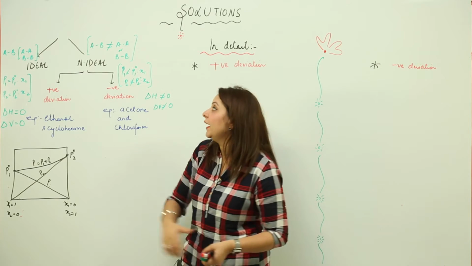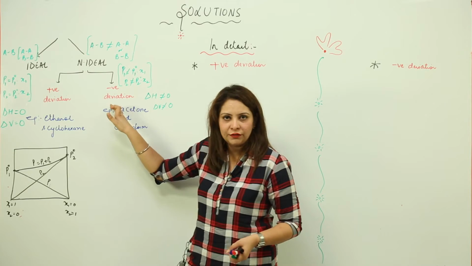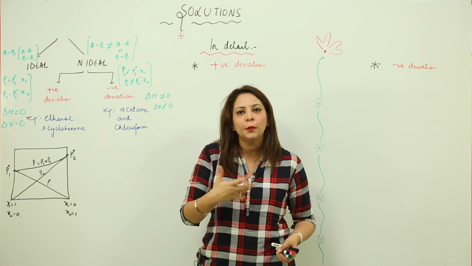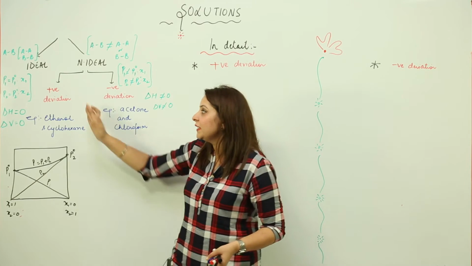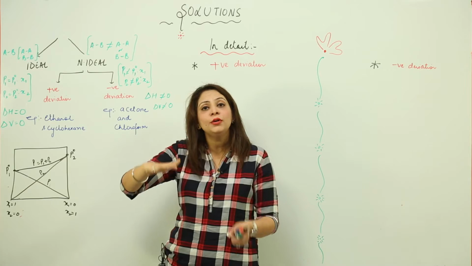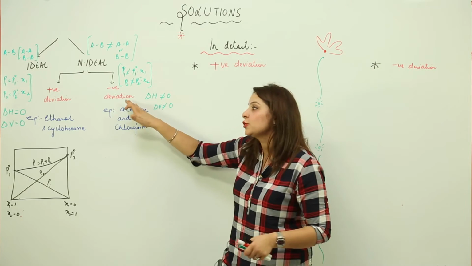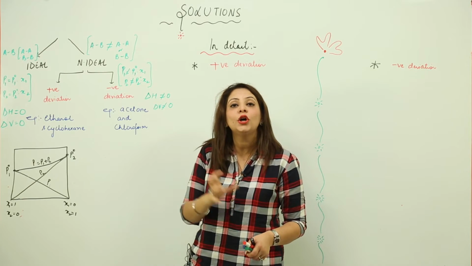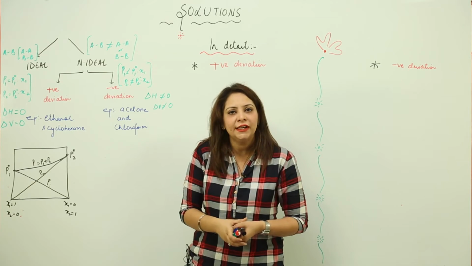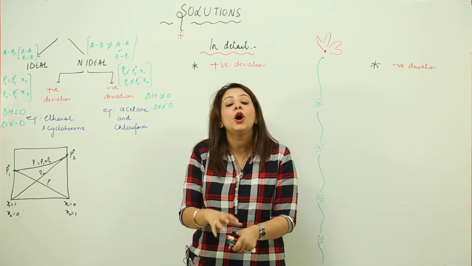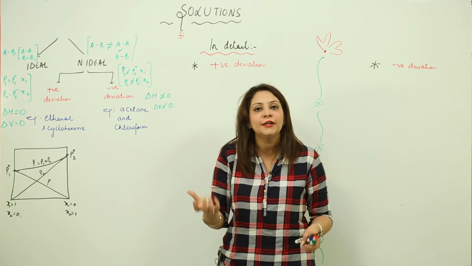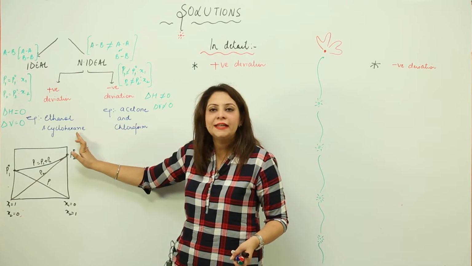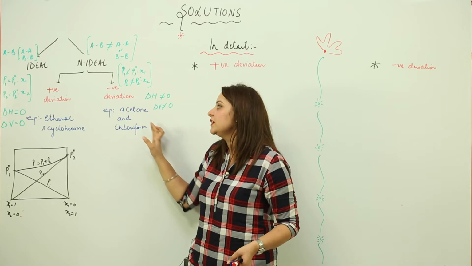So accordingly we classify non-ideal solutions into positive and negative deviation. If the vapor pressure increases due to some reason, we will be discussing now what the reasons can be, so that means it is a positive deviation. And if somehow the vapor pressure decreases, it is showing a negative deviation. So we are just starting with positive and negative deviation. That means how non-ideal solutions show positive and negative deviation, or what substances are added to it, or what are the reasons behind them showing different kinds of deviation. I have one example each for you. For positive deviation, it is ethanol and cyclohexane, and for negative it is acetone and chloroform.